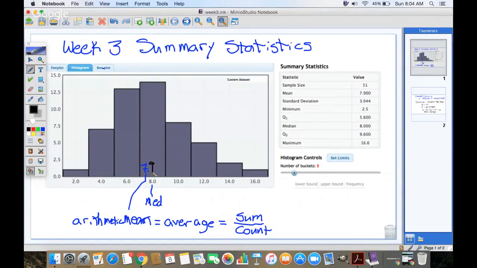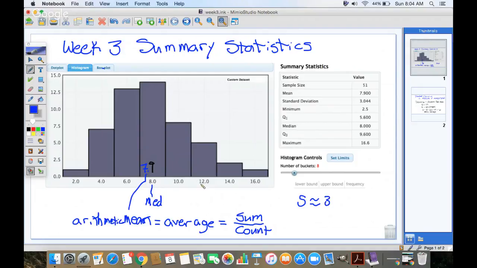So 7.9. Oops, wrong color. No biggie. So from 7.9, if I take that standard deviation, let's call it 3 for ease. It's pretty close to 3. So standard deviation for a sample is the letter S, and I'm going to say S is approximately 3.